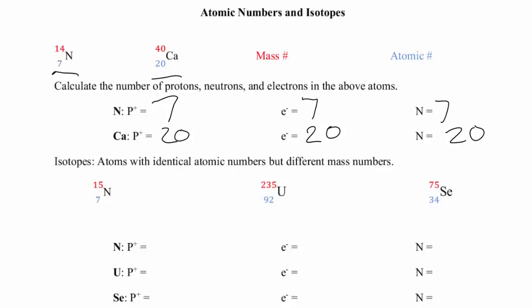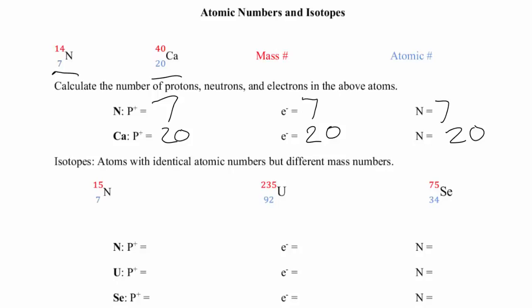The last thing I'll talk about for this video is isotopes. Isotopes are atoms with identical atomic numbers but different mass numbers. So isotopes between two atoms should have the same number of protons, the same number of electrons, but the mass number will be different. That means they'll have a different number of neutrons, which can either add to or take away from the mass of the atom.